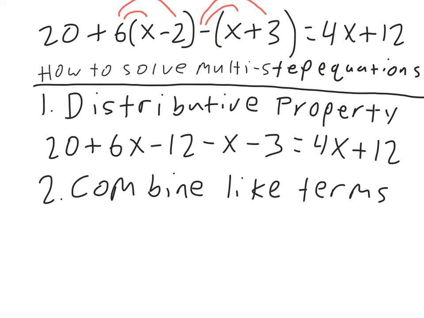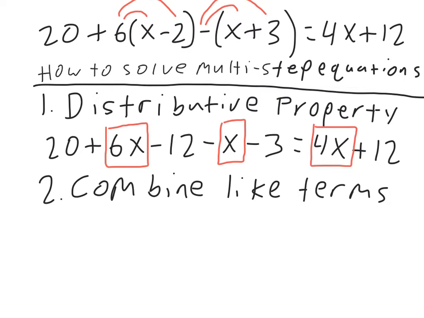Step 2 is to combine like terms. So remember, we need to look at both sides of the equal sign, and on each side we need to figure out what terms are alike. So first we look at every term that has an x with it, and we'll put a little box around it. And that's on the left side. And on the right side, we also have one right here.